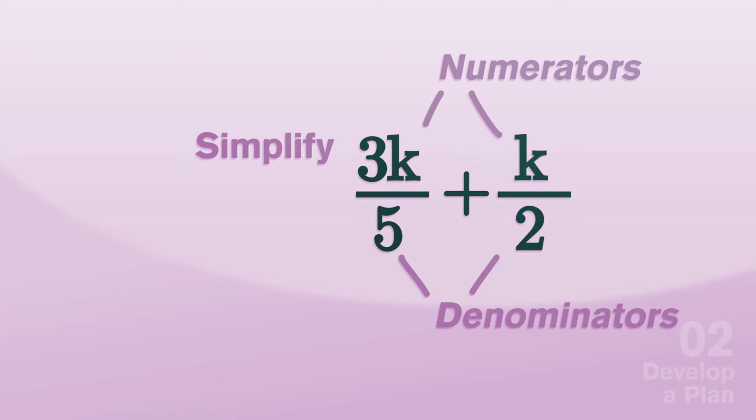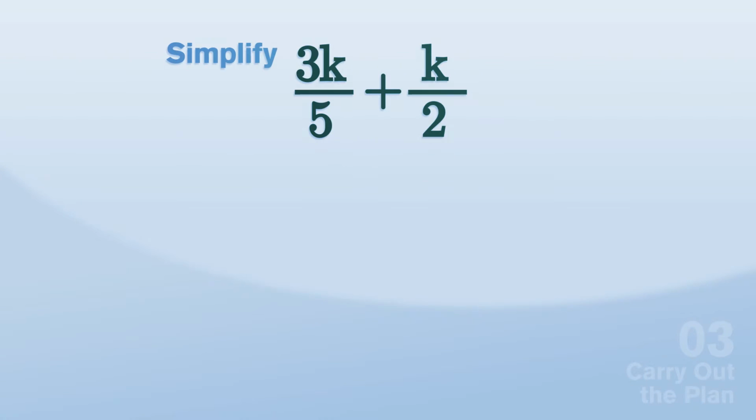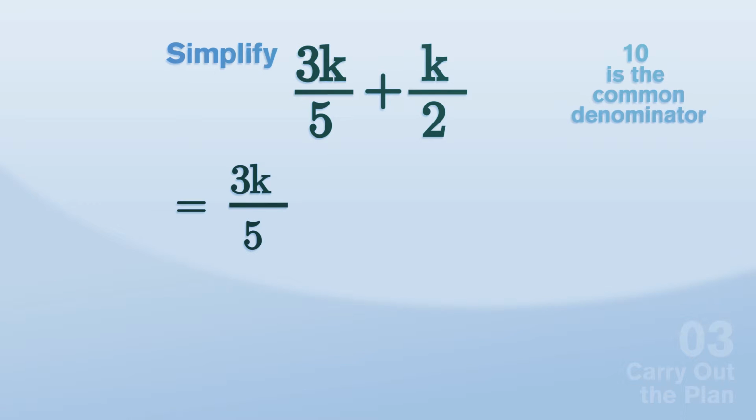This is our plan. To get a common denominator, we need a number that can be divided by both 5 and 2. In this case, 10 will work. For the first term, 3k on 5, 5 has to be multiplied by 2 to get 10. So we multiply both the top and the bottom by 2. In other words, we multiply by 2 on 2. 2 on 2 is of course just 1, so we are really multiplying by 1, which isn't changing the number at all.